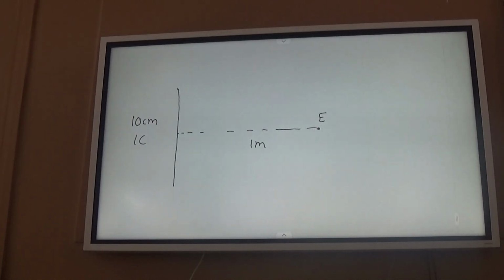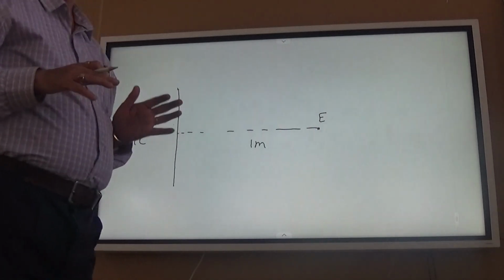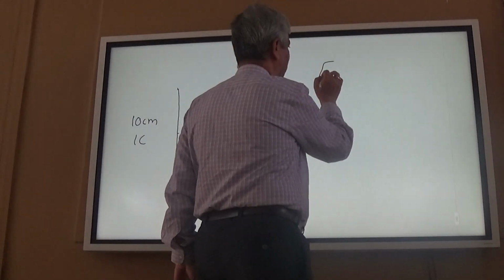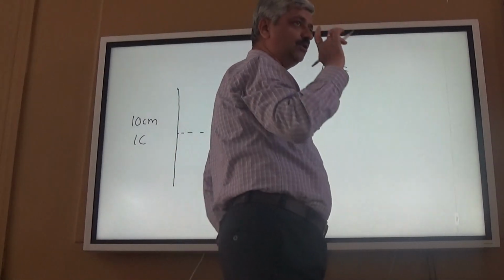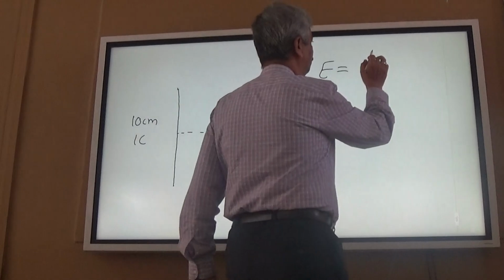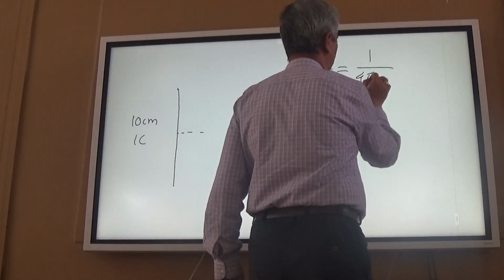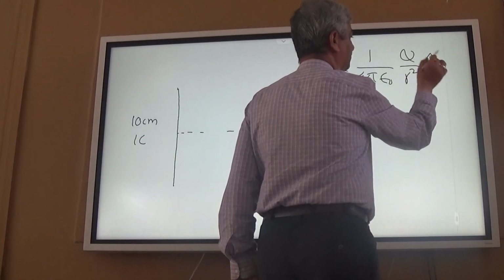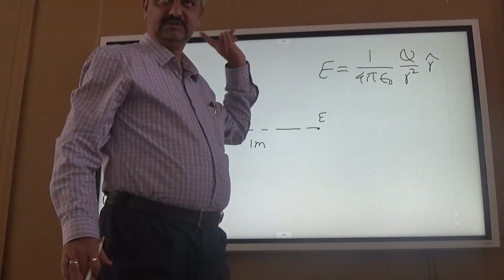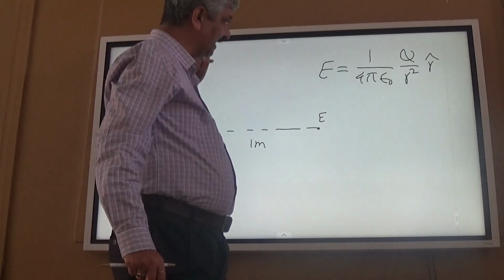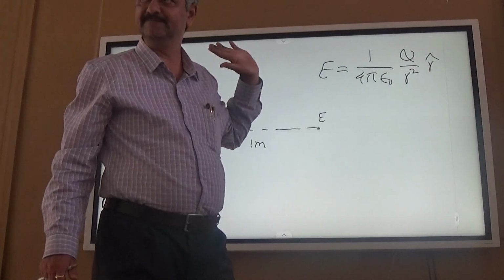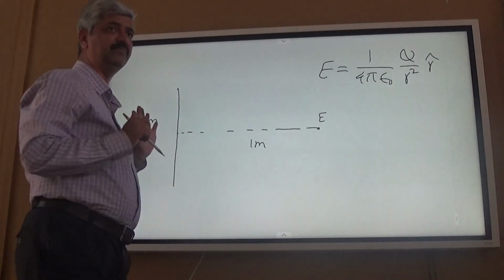Is the question clear? Coulomb's law is what we know. Based on Coulomb's law, we know that the electric field E at a distance of r from a positive charge Q is equal to 1 upon 4 pi epsilon naught, Q upon r square, in the direction of the line joining that point charge and the point of interest, right? Is it okay? So now how to deal with this problem?